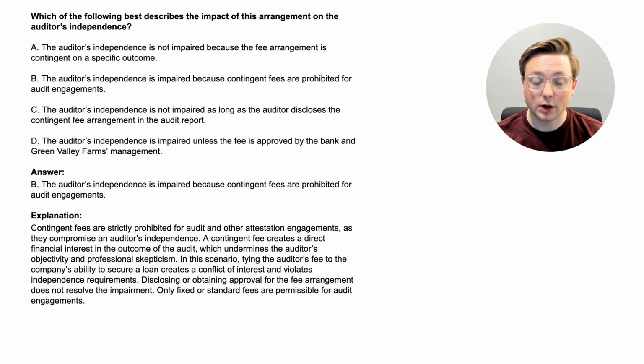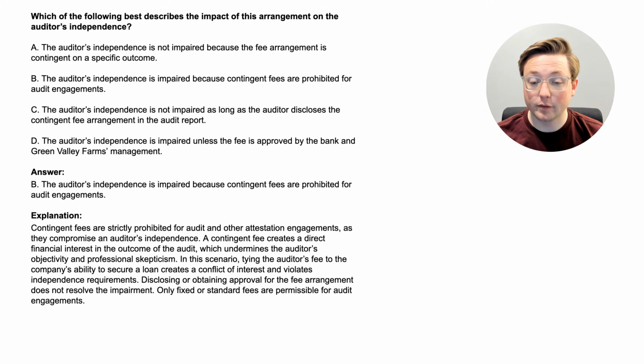The answer is B. The auditor's independence is impaired because contingent fees are prohibited for audit engagements. So this was a contingent fee, and let's walk through this. It'll make sense as we dive into the explanation. Contingent fees are strictly prohibited for audit and other attestation engagements as they compromise an auditor's independence. A contingent fee creates a direct financial interest in the outcome of the audit, which undermines the auditor's objectivity and professional skepticism. In this scenario, tying the auditor's fee to the company's ability to secure a loan creates a conflict of interest and violates independence requirements.